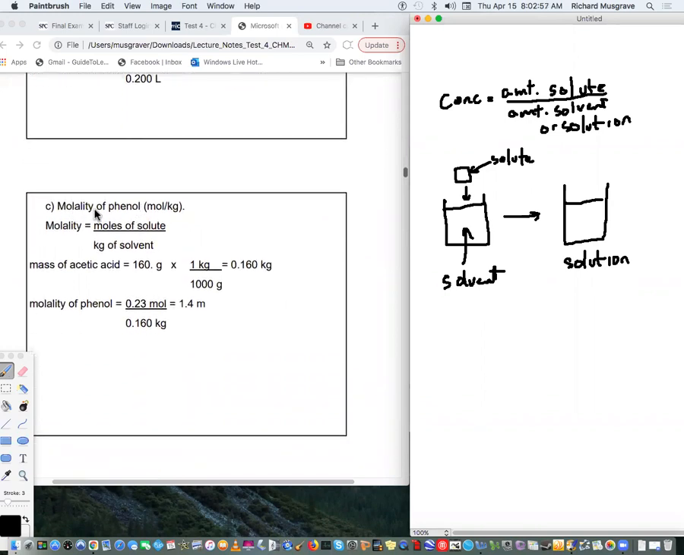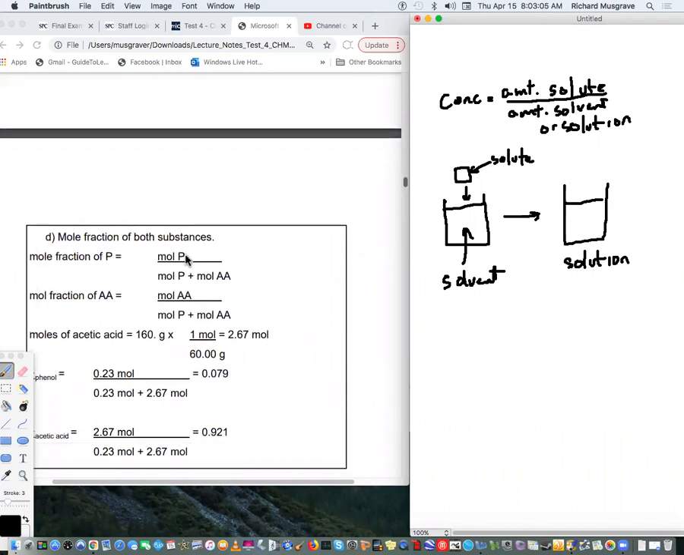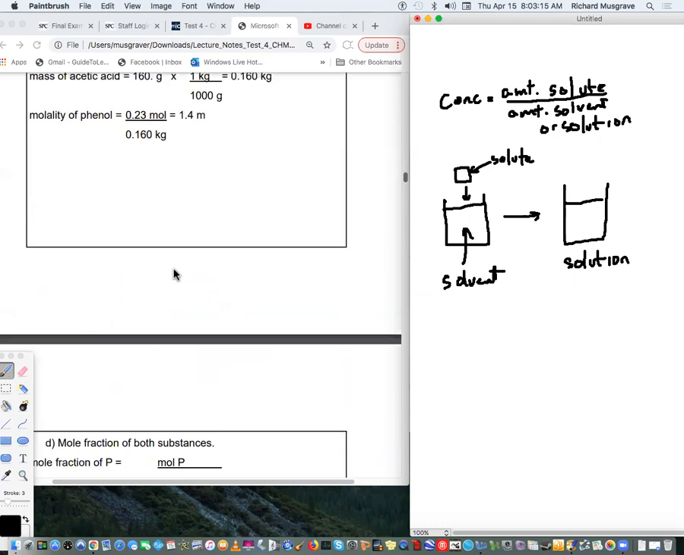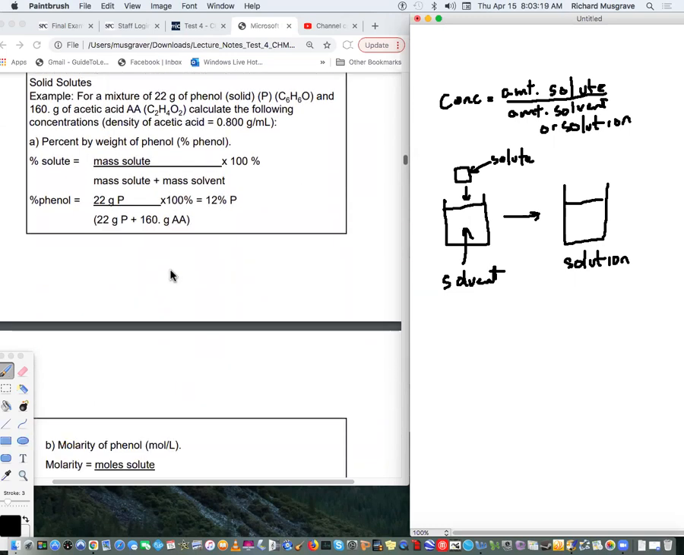Molality is one you might not have heard of before: moles of solute over kilograms of solvent. And mole fraction is going to be moles of solute divided by moles of solute plus solvent. This is not a percentage, it's just a fraction. All right, so let's go ahead and look at some examples of these.